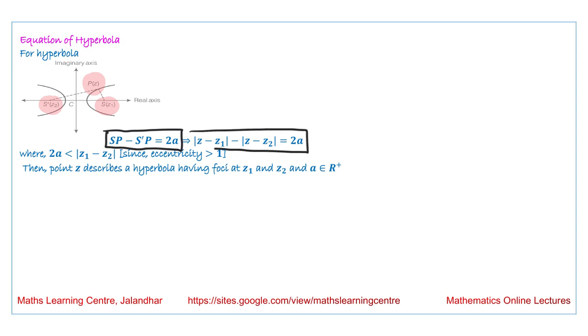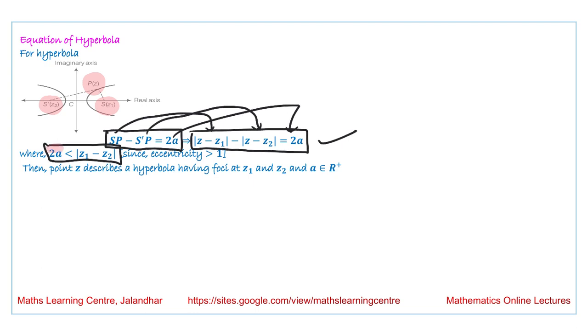When we substitute the values, SP is mod of z minus z1, S'P is mod of z minus z2, and this length 2a is equal to this. So this is the equation of the hyperbola, and the condition is that 2a should be less than mod of z1 minus z2, and the eccentricity in this case is greater than 1. So these are the equations of the ellipse, parabola and hyperbola in terms of complex numbers.